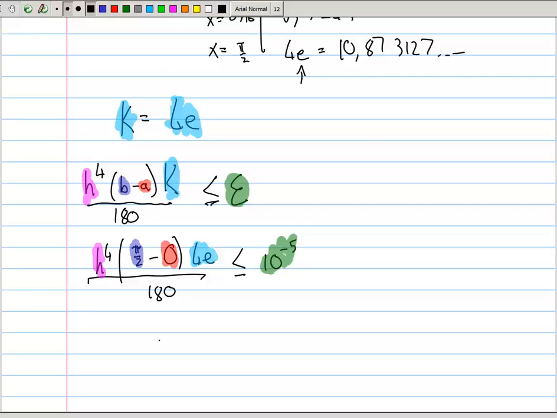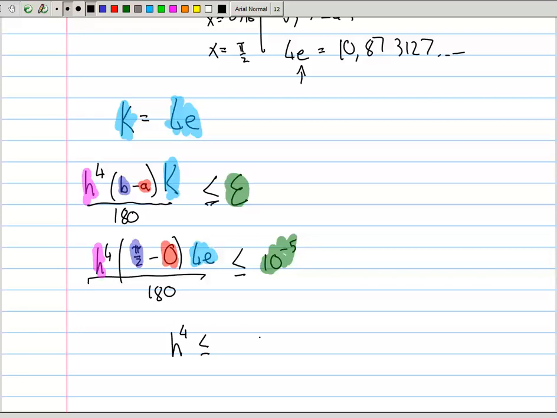Rearranging the equation and solving for h, we'll bring pi by 2 minus 0, so pi by 2. So we'll bring 4e times pi by 2 over 180 over to the other side, and then we will land up with h to the 4.